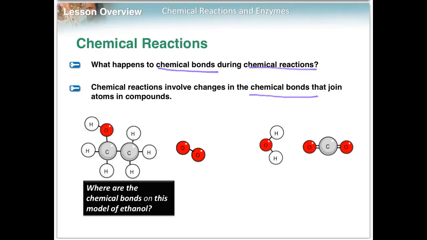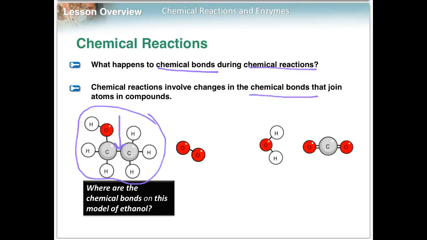So as an example of this, I'd like for you to look at this molecule of ethanol. And at this point, I think all of you would know where the chemical bonds are located on this model. And if you said to yourself that they were located right here between the different circles that represent the atoms in this molecule, then you would be correct.